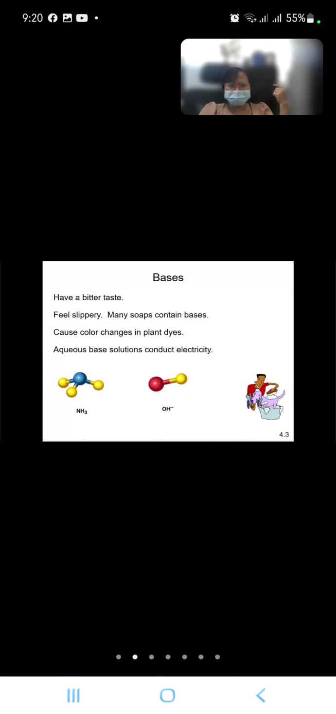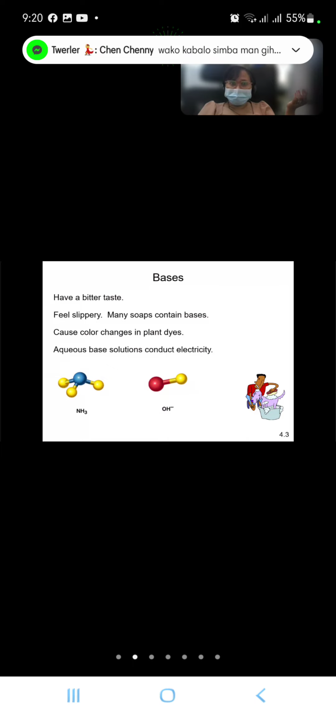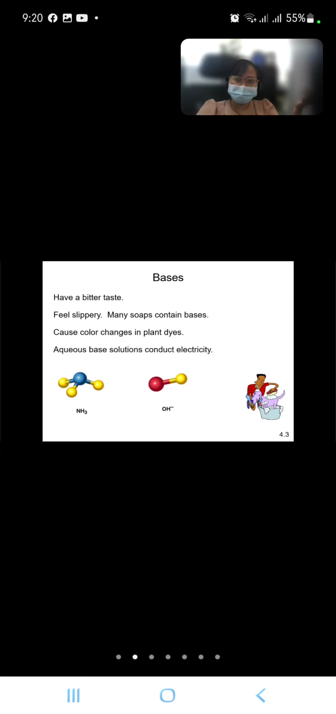So aqueous base solutions conduct electricity. Why does it conduct electricity? It's because this is true only for strong bases. Okay, strong bases only, like sodium hydroxide, lithium hydroxide, these are strong bases, di ba? As I said earlier, the strong electrolytes are strong acids, strong bases, and ionic compounds. So strong bases will ionize also completely in water, so they can conduct electricity.